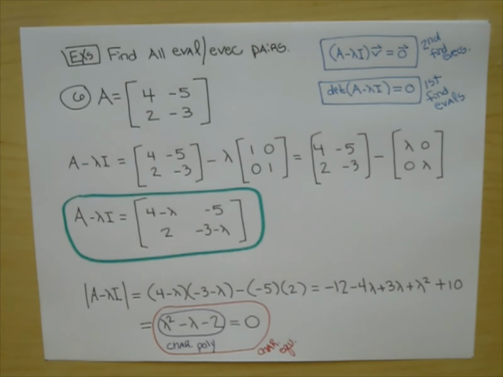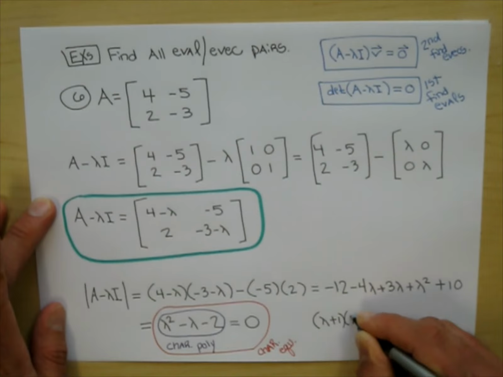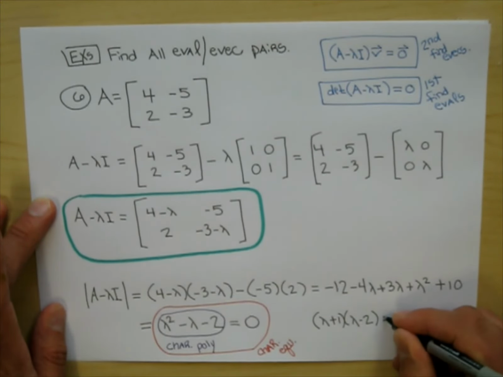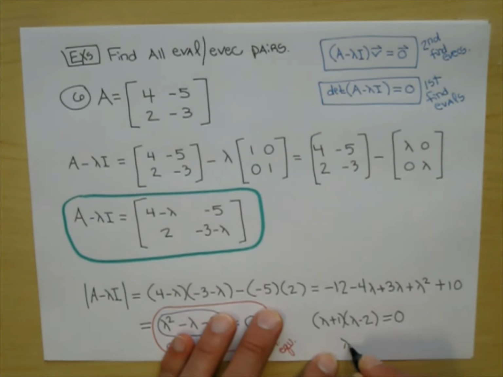So do we know how to solve that equation? Well, yeah, I think we could factor that. That might factor into what? It factors into (lambda plus 1)(lambda minus 2). Make sure we did that right. Set that equal to 0. So you have each of those things equal to 0. I'm going to get two lambda values: lambda equals -1, lambda equals 2.